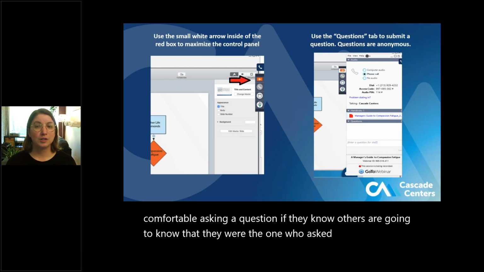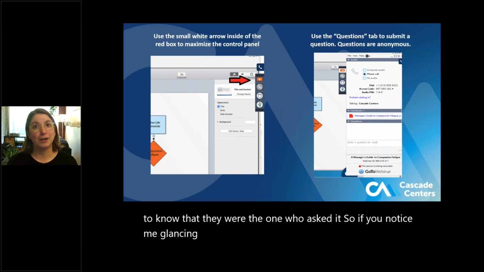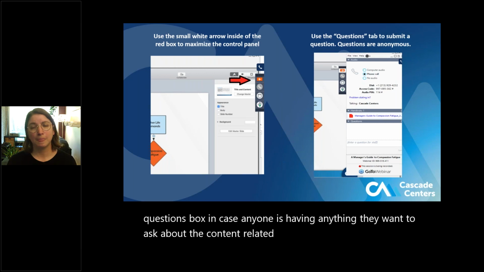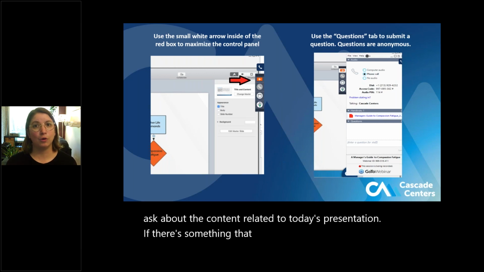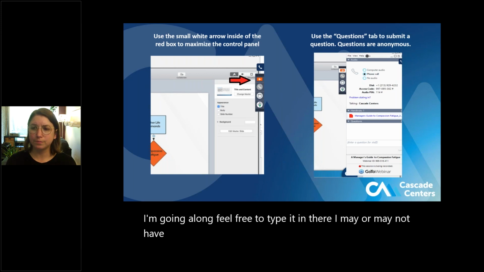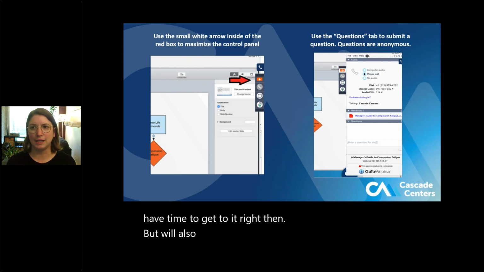So if you notice me glancing over, that's me just keeping an eye on the questions box in case anyone is having anything they want to ask about the content related to today's presentation. If there's something that you have a question about right as I'm going along, feel free to type it in there. I may or may not have time to get to it right then, but we'll also have some time for Q&A at the end.